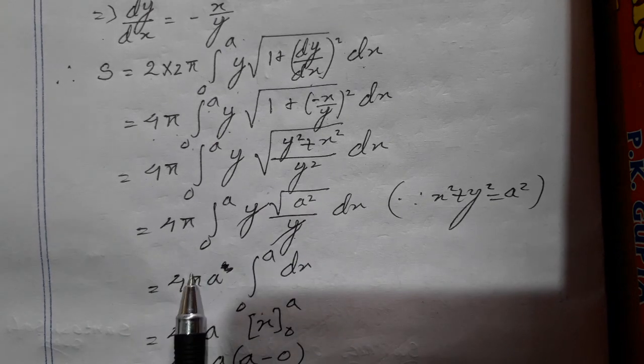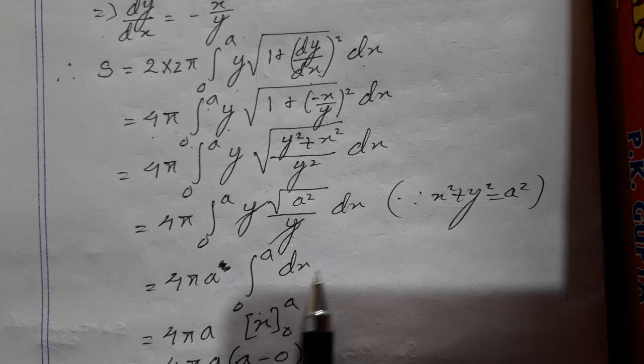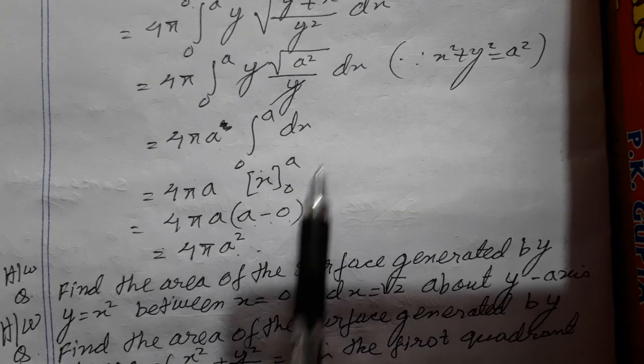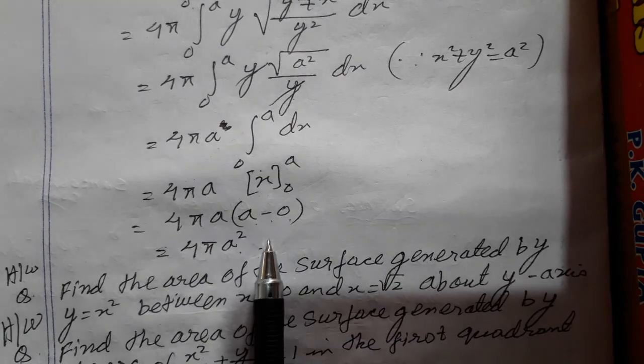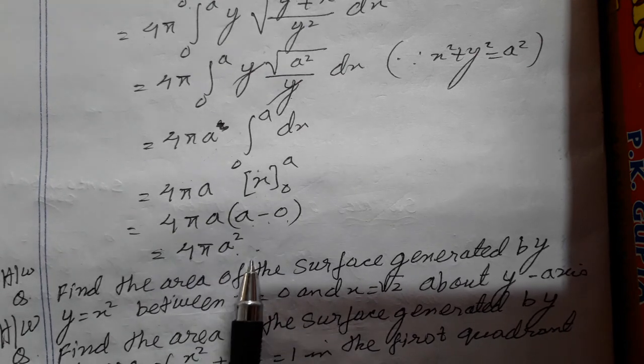So we get 4 pi a, which is constant, times integral 0 to a dx. If we integrate dx, we get x, with the limit from 0 to a. We put the upper limit and subtract the lower limit. So we get the answer to be 4 pi a square.